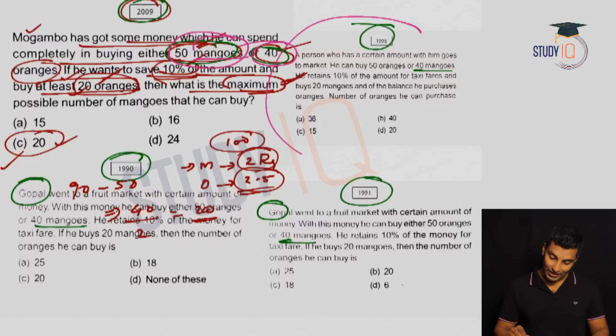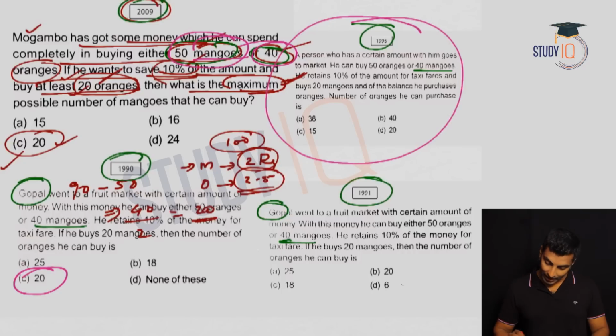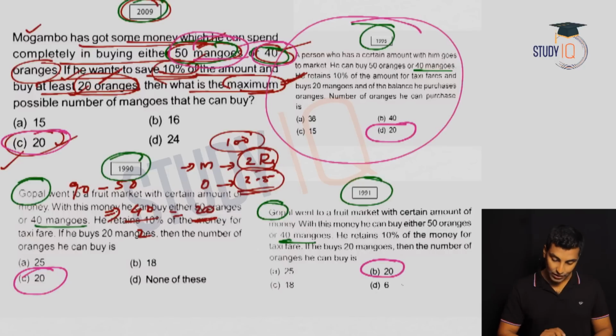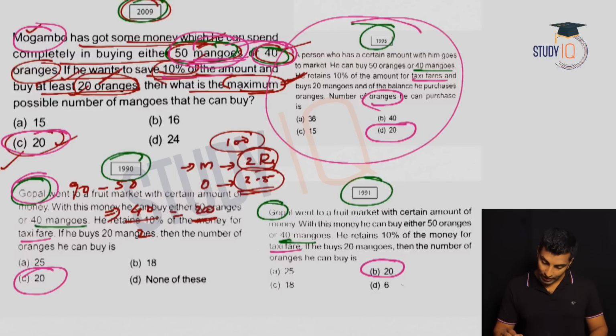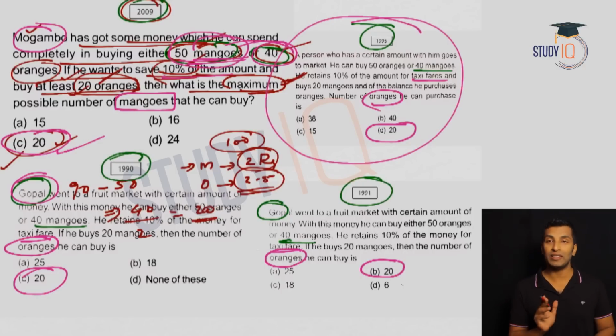So you can see all the questions. Here the answer was 20. Here the answer was 20. Here the answer was 20. Here also the answer was 20. So the same question, instead of global, it is Mugambo. And oranges, mangoes just interchanged. Now here taxi fare, here also taxi fare, here also taxi fare, here they didn't mention anything. Okay, now here the question was oranges, here also oranges, here also oranges, but here the question just changed to mangoes, but the answer remains the same, everything is the same.